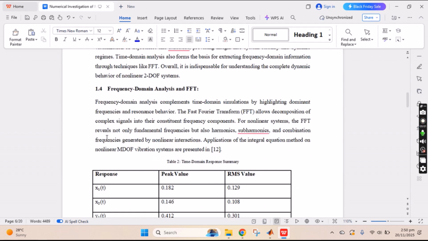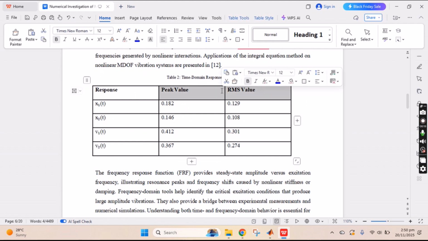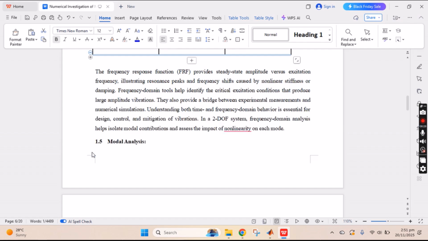So here is the frequency domain analysis. Frequency domain also highlights the behavior of frequencies and resonant behavior, for which we have used the fast Fourier transform. FFT allows the decomposition of complex signals into their constituent frequency components. So here is the time domain response summary, which is basically the root mean square values, the RMS values, peak values, and the response coefficients of x and v.